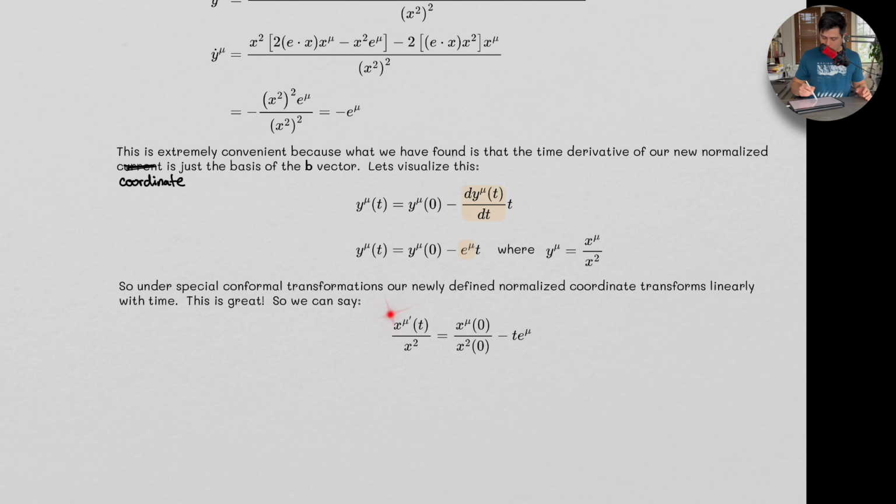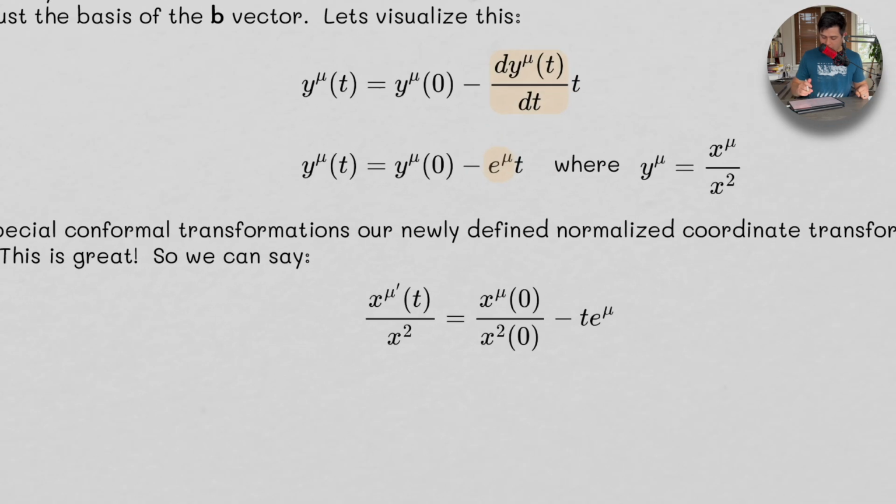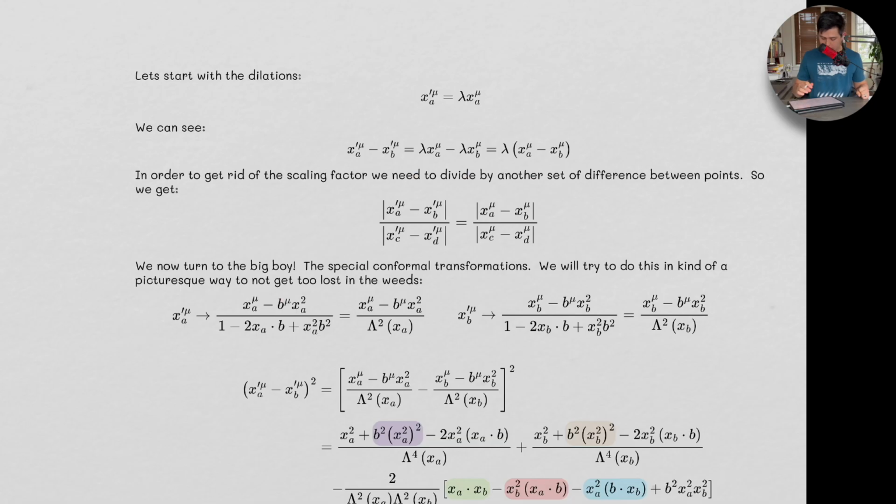Okay, so because this, again, is our normalized coordinate, and this is changing linearly with time, we can now take this equation, because we now want to isolate this guy right here. So let's go ahead and do that.